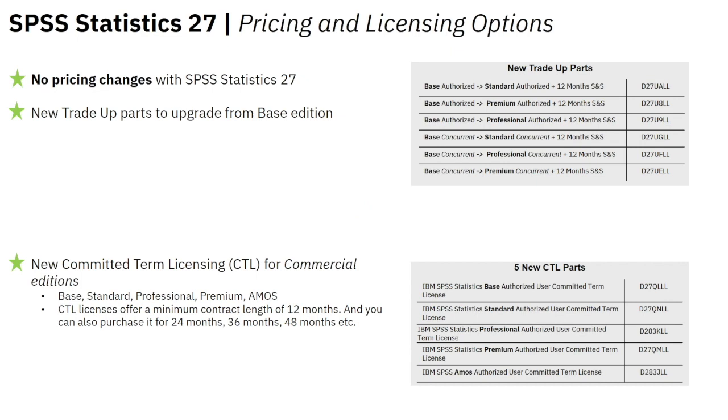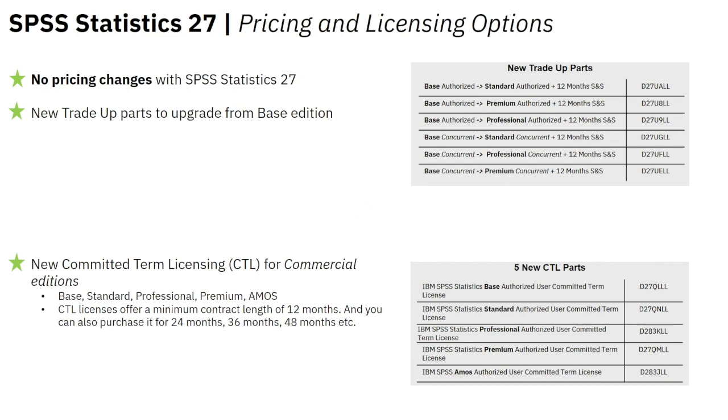So CTL, short for committed term licensing, offers a minimum contract term of 12 months, and you can also purchase it for 24 months, 36 months, or 48 months. Now, CTL is only available for the editions and not for Amos and not for the individual module. So you can buy a committed term license for 12 months, 24 months or 36 months.